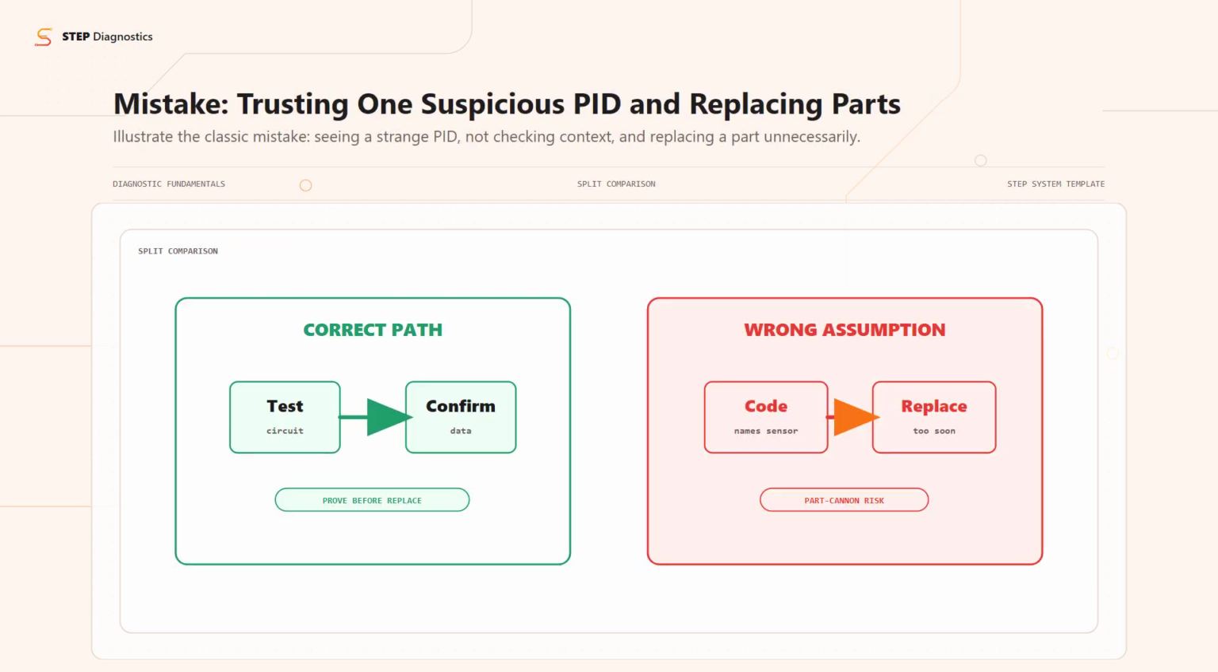Here's the trap. You spot a scanned PID out of range and swap the sensor, hoping for an easy fix. But without confirming with context, correlation, or a direct test, you risk parts cannon, wasting time and money with no result. Save replacements for when the evidence and testing prove the fault.